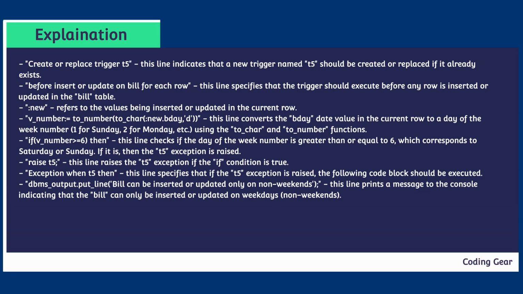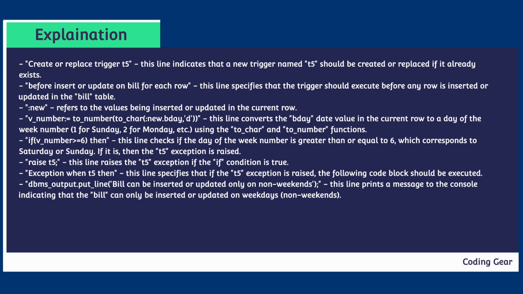Explanation. Create or replace trigger T5. This line indicates that a new trigger named T5 should be created or replaced if it already exists. Before insert or update on bill for each row, this line specifies that the trigger should execute before any row is inserted or updated in the bill table. New refers to the values being inserted or updated in the current row.